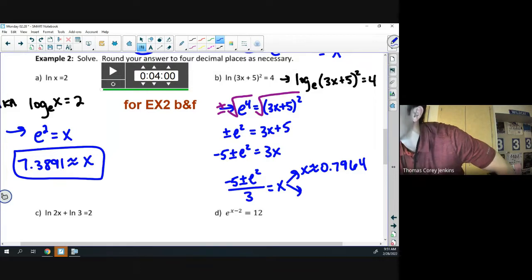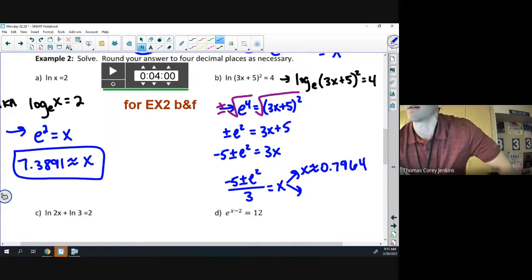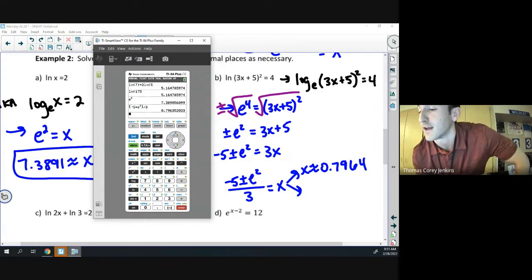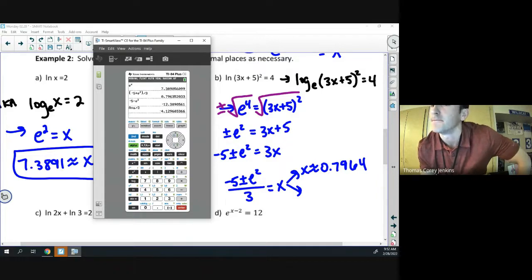And then our other one, where we do minus e squared, is, well, let's see. So another approach to typing it in would be, you could go negative 5 minus e squared, and then just hit enter, and then divide by 3. That might be easier than using the parentheses. Either way, on this one, we'll get negative 4.1297.